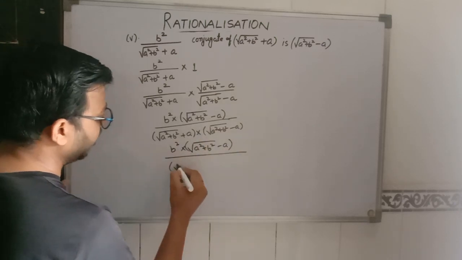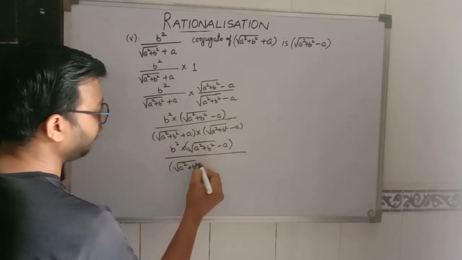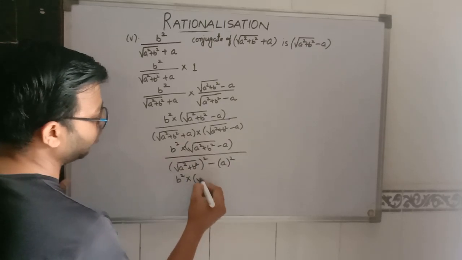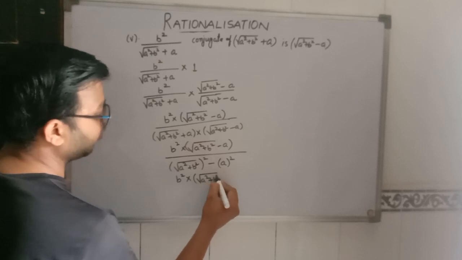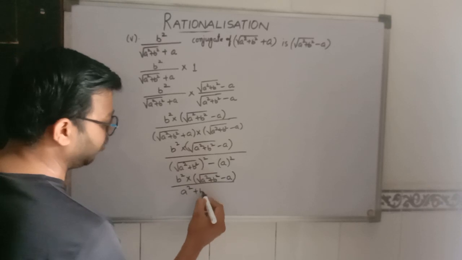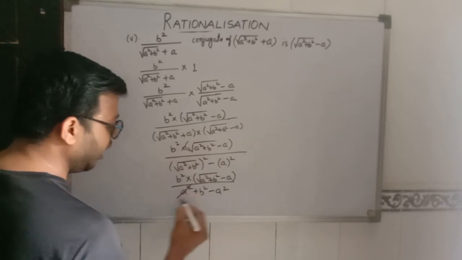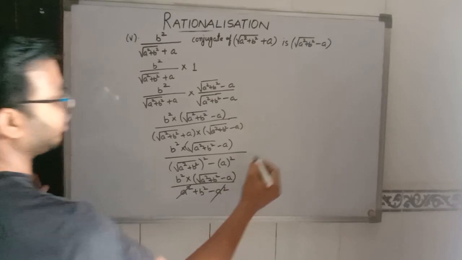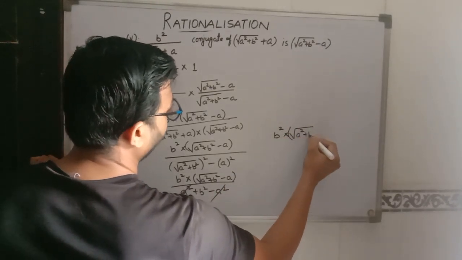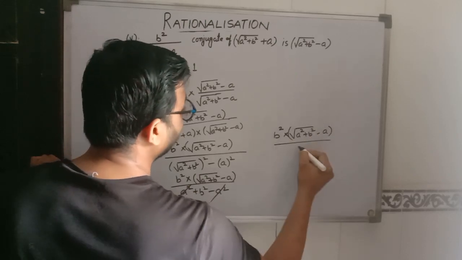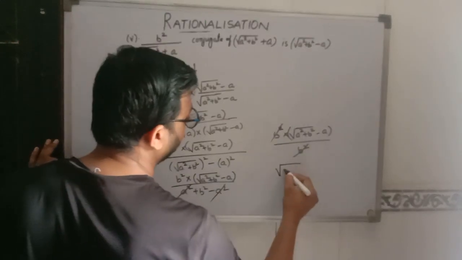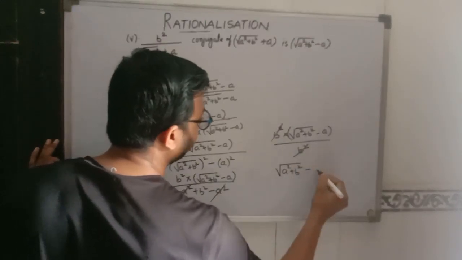A plus b, a minus b, so the identity will be a square minus b square. Now solve it. The b square in the numerator is written the same, times root a square plus b square minus a. When you multiply in the denominator, the answer will be a square plus b square minus a square. So a square cancels a square because of positive and negative. The result is b square into root a square plus b square minus a, divided by b square. Now b square will cancel with b square. So the final answer will become root a square plus b square minus a.